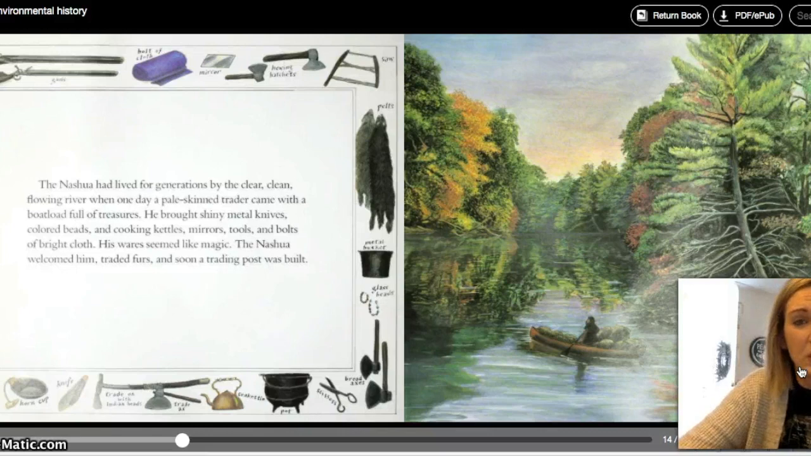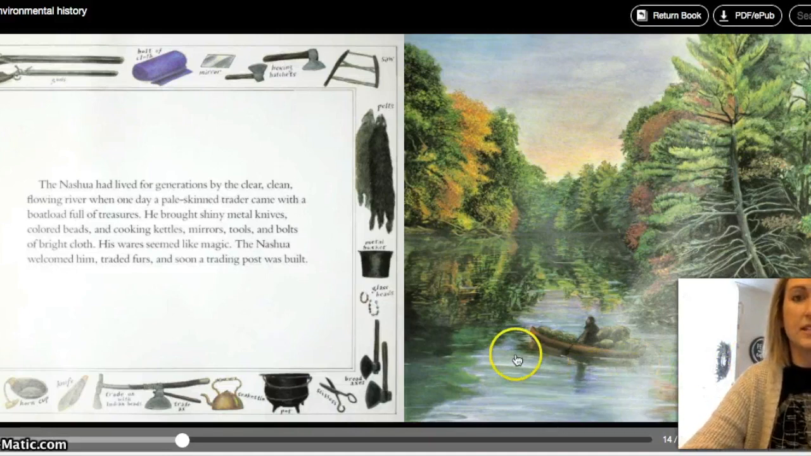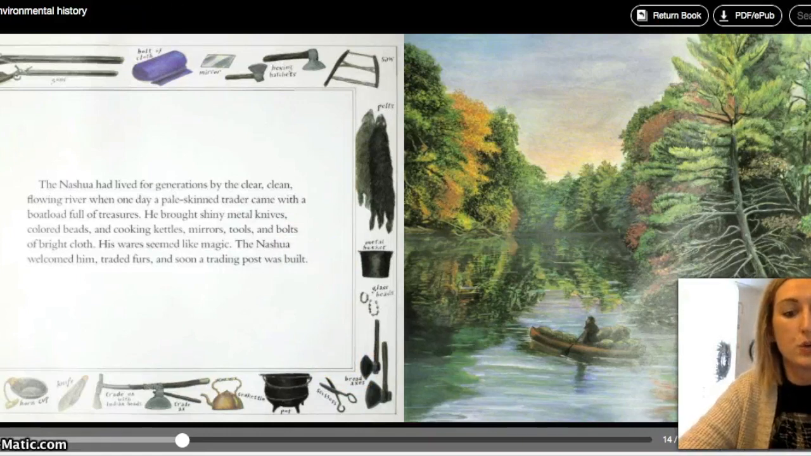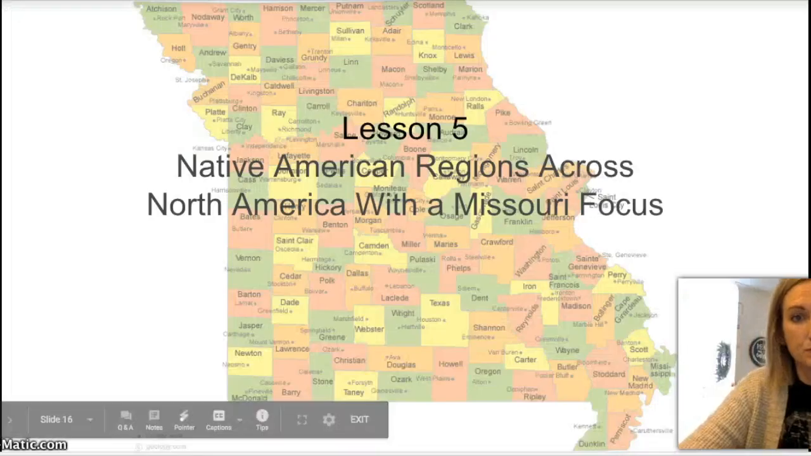Does this sound similar to any other stories we've heard about? Reminds me of Encounter with Christopher Columbus and the Taino Native Americans. All right, so now I'm going to get back to our slideshow, and there's a couple of things you'll have to answer about this book when you are working on your assignment today.